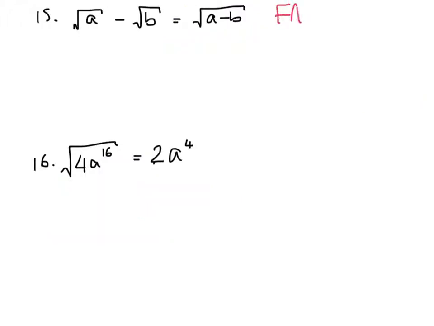Number 15 is false for the same reason that number 1 is false, except there's just a minus sign in the middle. So again, go back to number 1 if you're not sure why, and have a look at the counter example there.